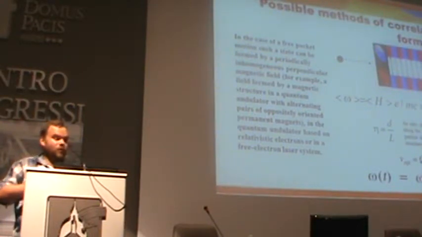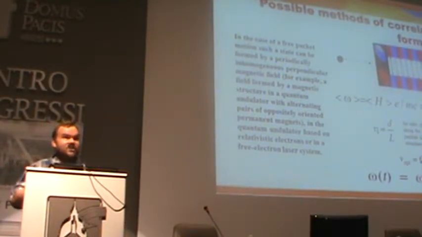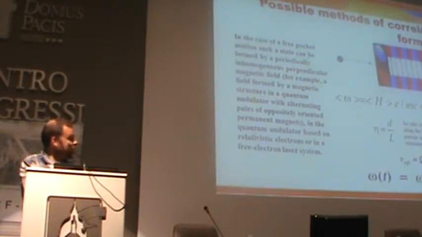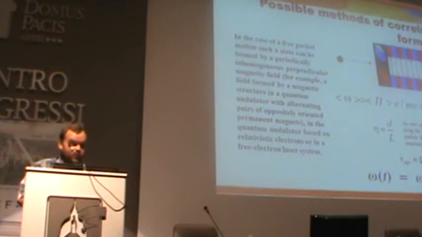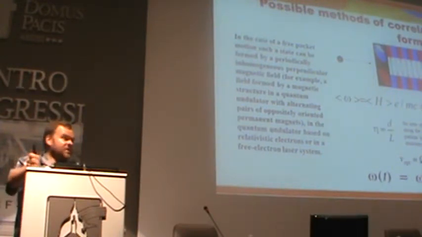the frequency of the interaction is modulated. In some places the field is great, in some places there is no field, so we have some modulation of this frequency. We have an oscillator with changing frequency, and in this case it is possible to form a correlated state, and it is possible to form a correlated packet.